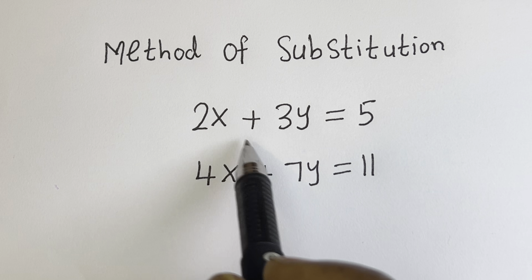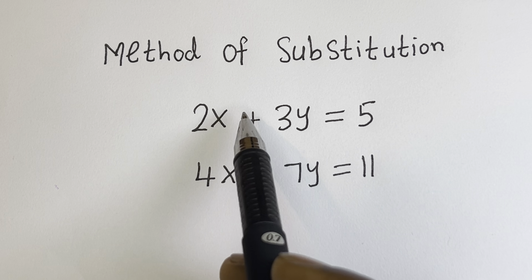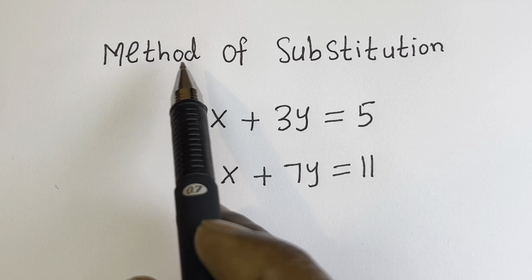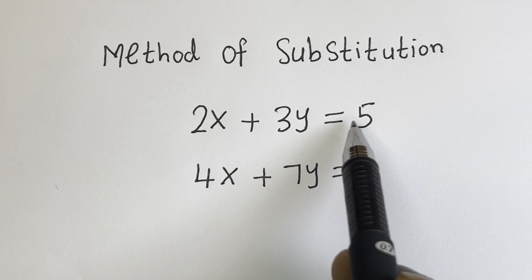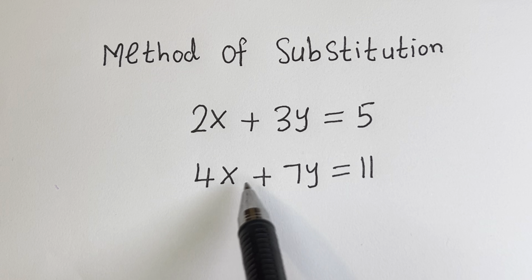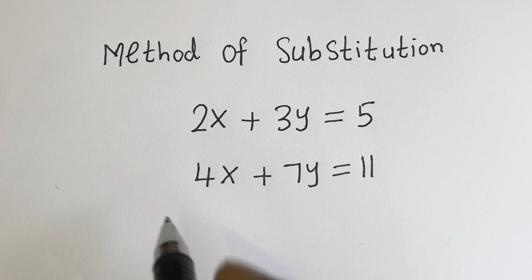Hello, how to solve for x and y in this simultaneous equation using the method of substitution. That is 2x plus 3y is equal to 5, 4x plus 7y is equal to 11. Solution.